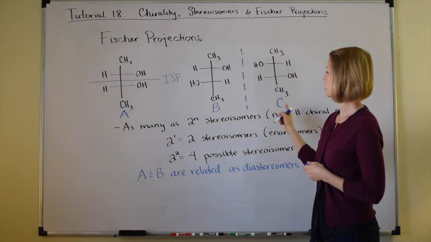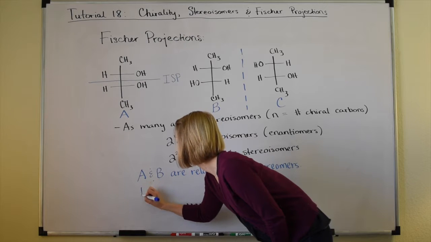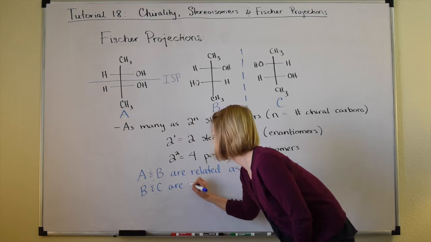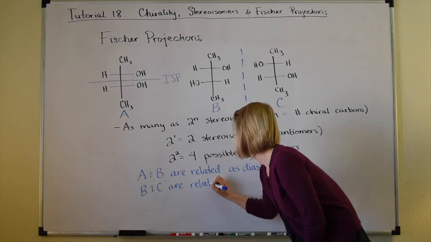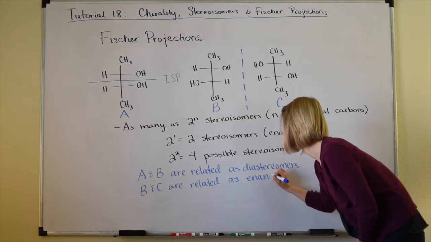And I'm going to write the relationship between B and C. B and C are related as enantiomers.